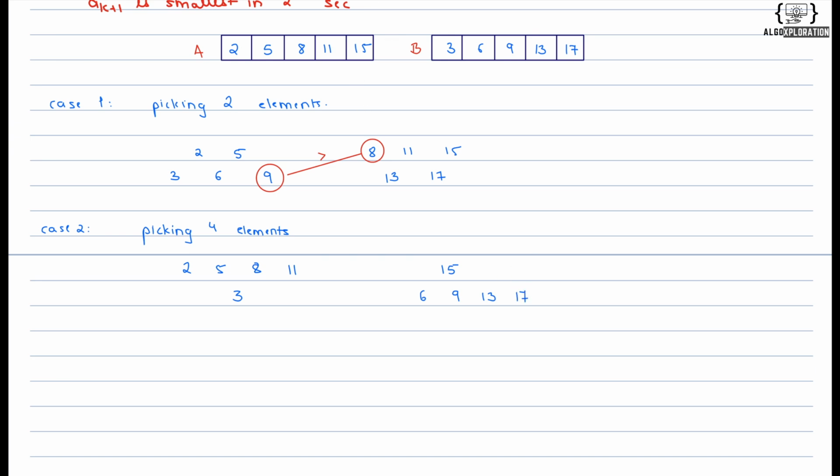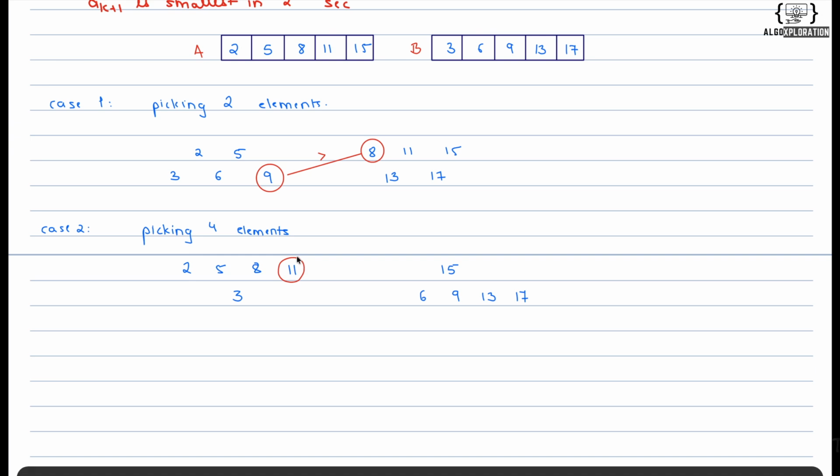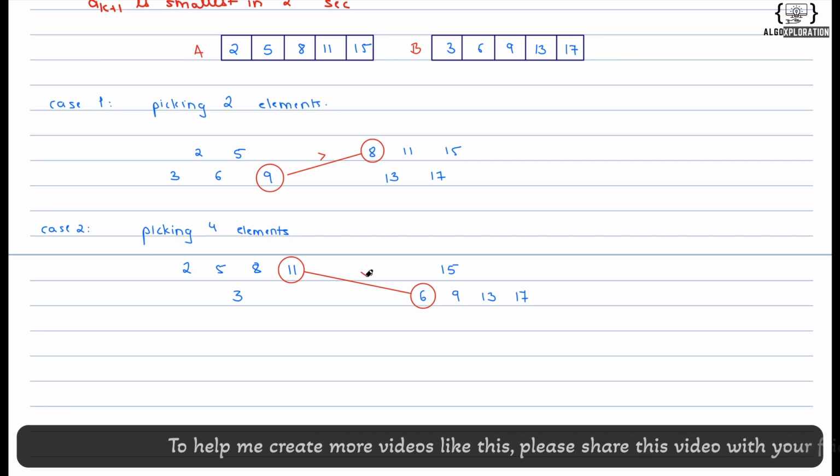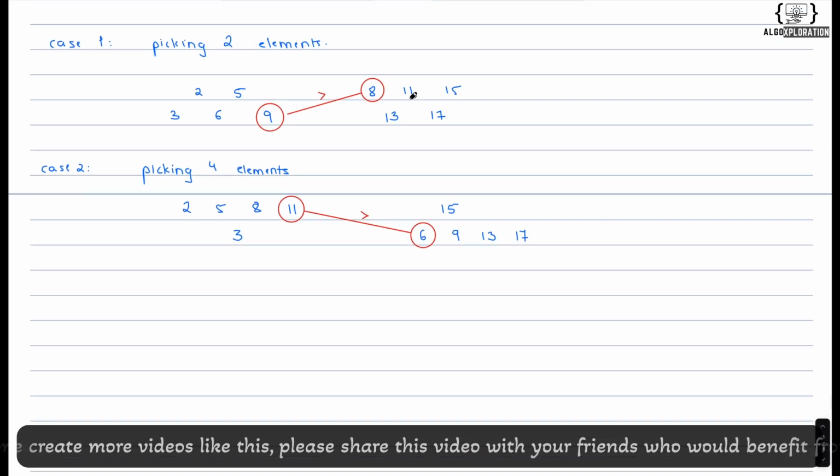Okay, now let's see whether we have done the right partition or not. Here, if I see the 11 and 6, this is wrong, right? 6 should be present on this side and the 11 should be present over here, right? So I have done the wrong partition. 11 is turning out to be greater than 6. Now let's try to pick only 3 elements.